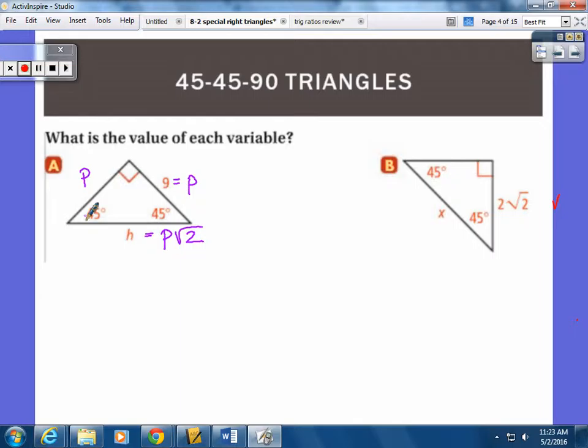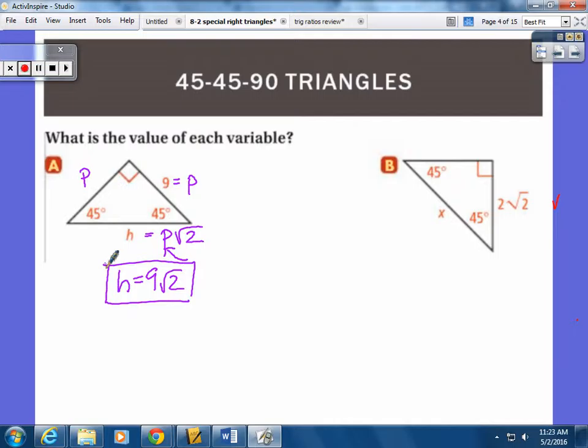So which side do I know in this one? If you want to stop the video and think about it and then turn it back on, it's back on, and now we know P equals 9. That's the side I know. So I take that, step 4, and plug it in. So if P is 9, I'm going to put a 9 there. So I have H equals 9 root 2. That's all you had to solve in that triangle. So that was a simple one. They're not always that simple. In this case, it was.